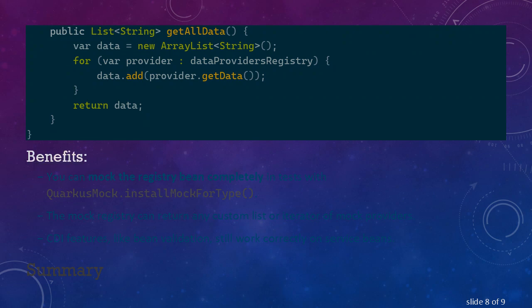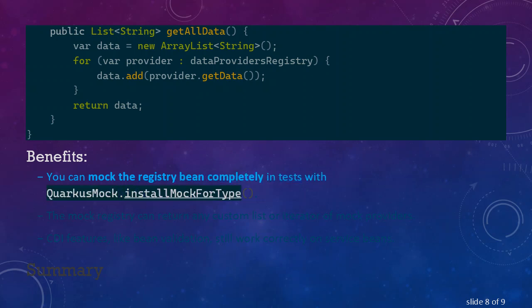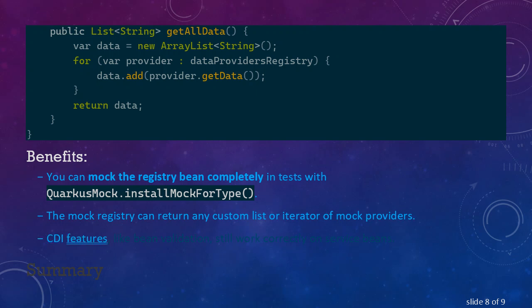Benefits: you can mock the registry bean completely in tests with QuarkusMock.installMockForType. The mock registry can return any custom list or iterator of mock providers. CDI features, like bean validation, still work correctly on service beans.